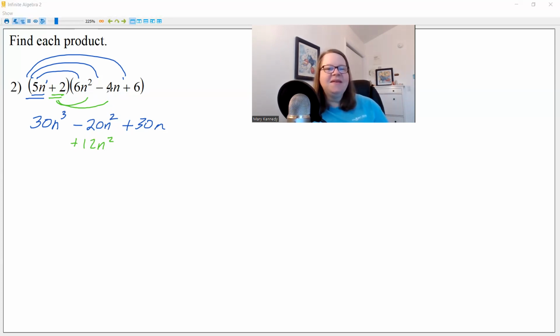All right, 2 times negative 4n is negative 8n. So I'm going to put that underneath the other n term. And then 2 times 6 is 12.